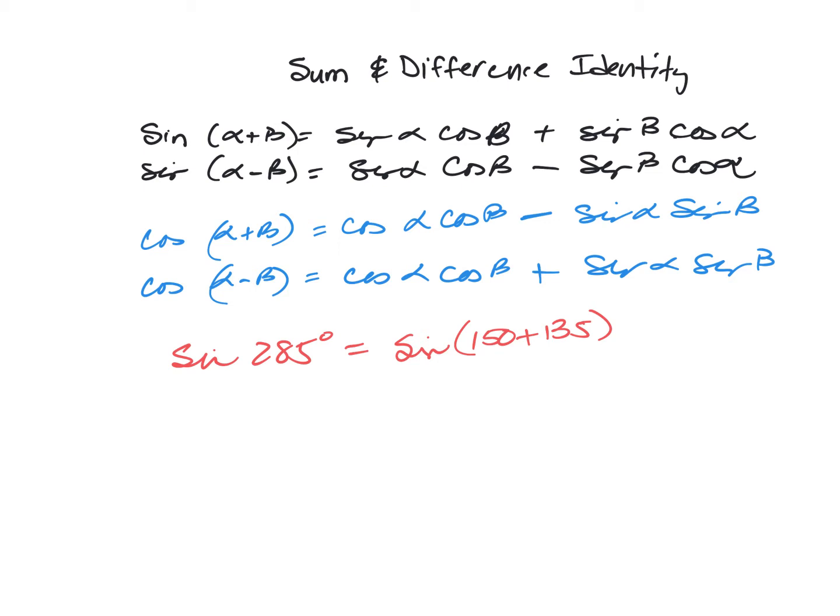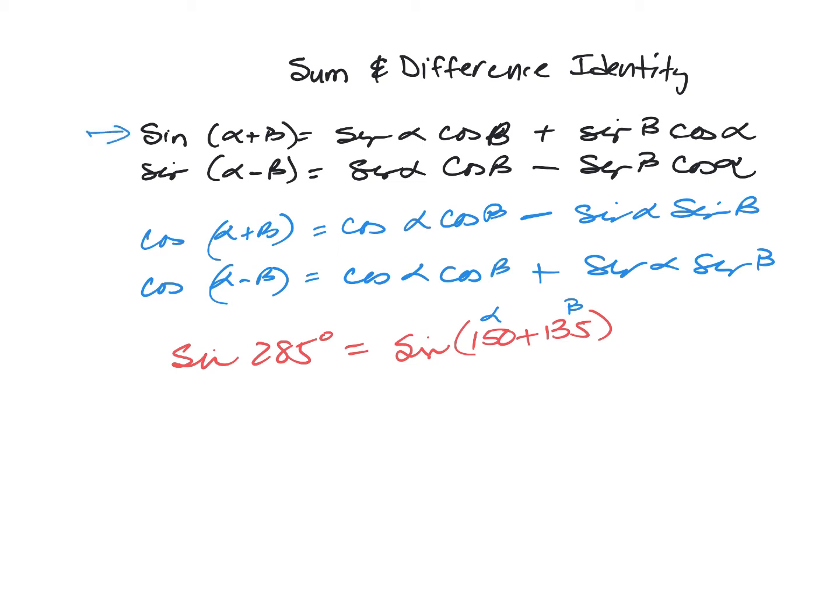So it's just easier. Since 150 is the first one I wrote down, and if you had written 135 down first, then that's your alpha, and your 150 is your beta. But I wrote 150 down first, so this guy is my alpha. It doesn't matter which you write down first, but it matters to be consistent. Follow the formula.